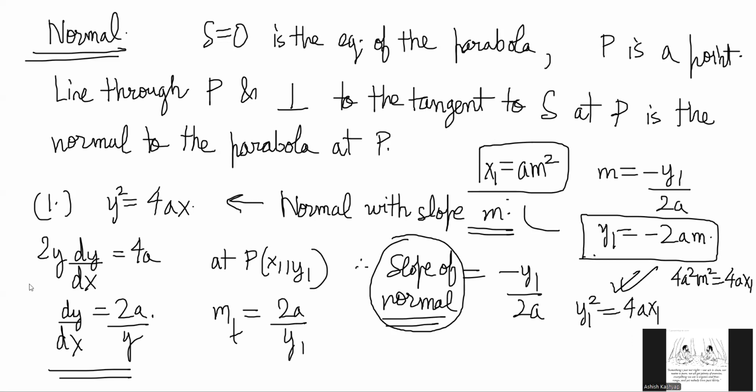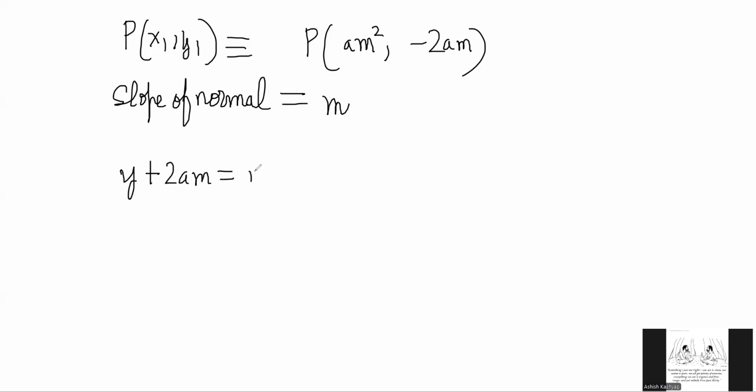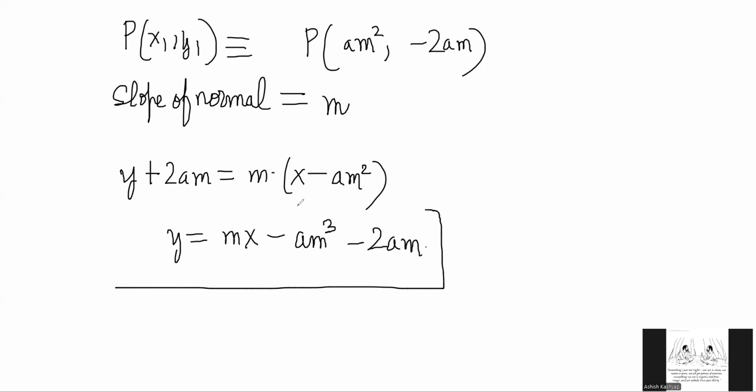So now the equation of the normal: it passes through the point x1, y1, and that point is becoming am square comma minus 2am, and it has slope of m. Slope of normal is m. So the equation of normal will be y minus, so y plus 2am is equal to m times x minus am square. So this becomes y is equal to mx minus am cube minus 2am. This is the equation of the normal with a given slope. This is one form of the normal equation.